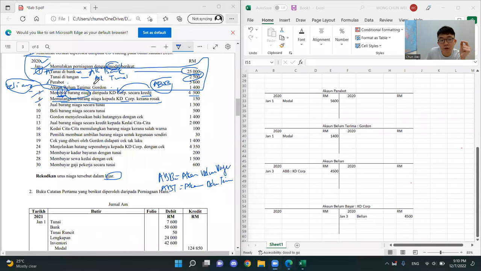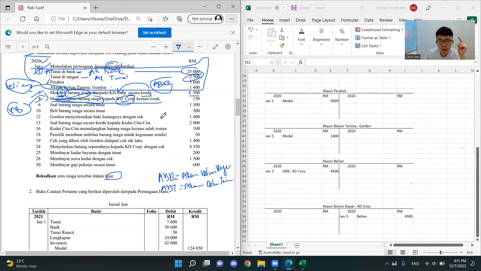So when we memulangkan barang niaga means belian. So when we pulangkan belian, it will be what? You join the word together. Pulangan, memulangkan means pulangan, and then barang niaga belian. Meaning, this is a pulangan belian. You know what I mean? So I already identified one account called pulangan belian, PB. And then another account, kepada siapa? KD Corp. So these are the two accounts, one debit, one credit.